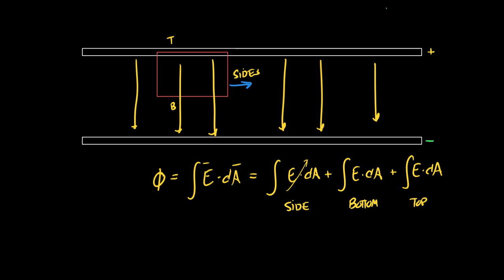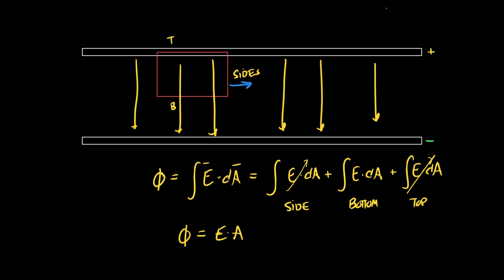Also, there's no electric field going through the top. It's inside a conductor. Electric field everywhere in a conductor is 0. That automatically makes that particular portion 0, which means that my electric flux is just going to be E times the area of the top. Whatever that area is, and I don't know what that is. I don't have to.